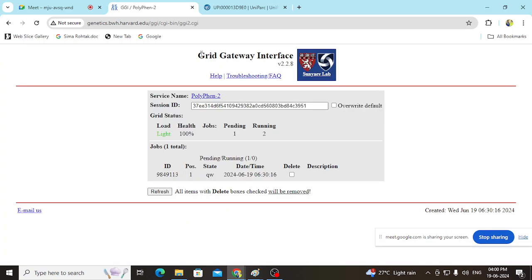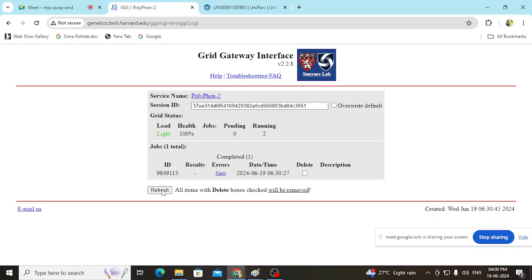Now here you see grid gateway interface. Can you see grid gateway interface? It means that it has entered into the grid computer of Harvard University. This is the Harvard University Genetics Lab grid computer network. A grid computer is a big computer, a kind of mainframe computer. Here you see the load is light, health is okay. So we'll refresh and see whether the result is there or there is an error.